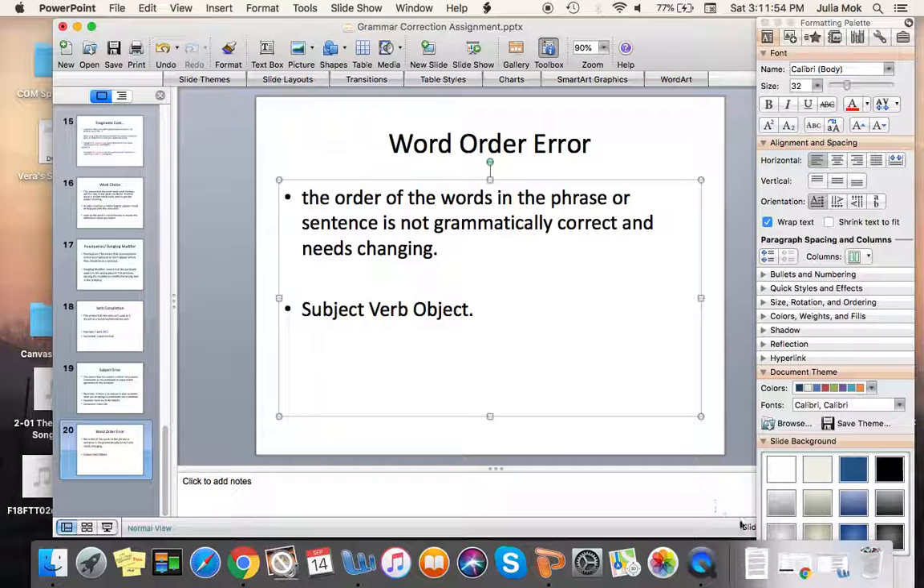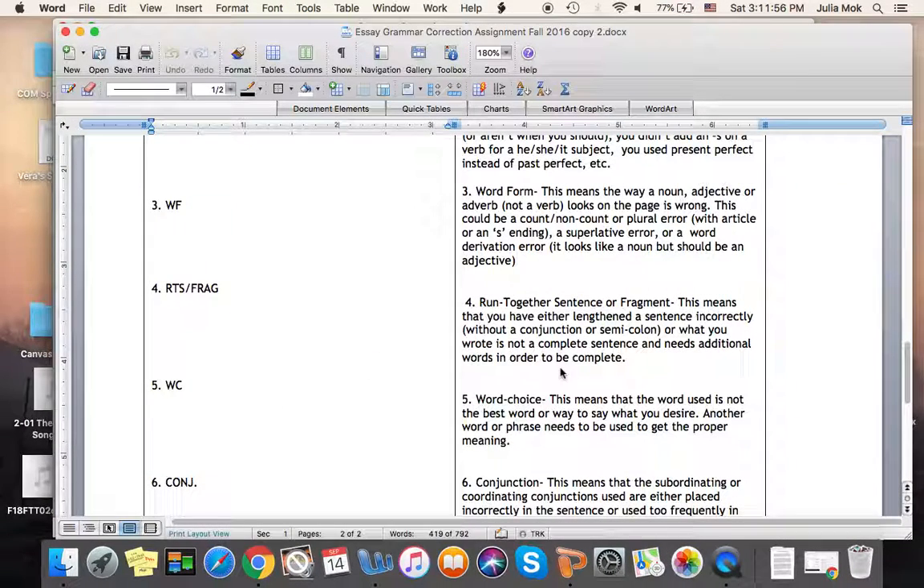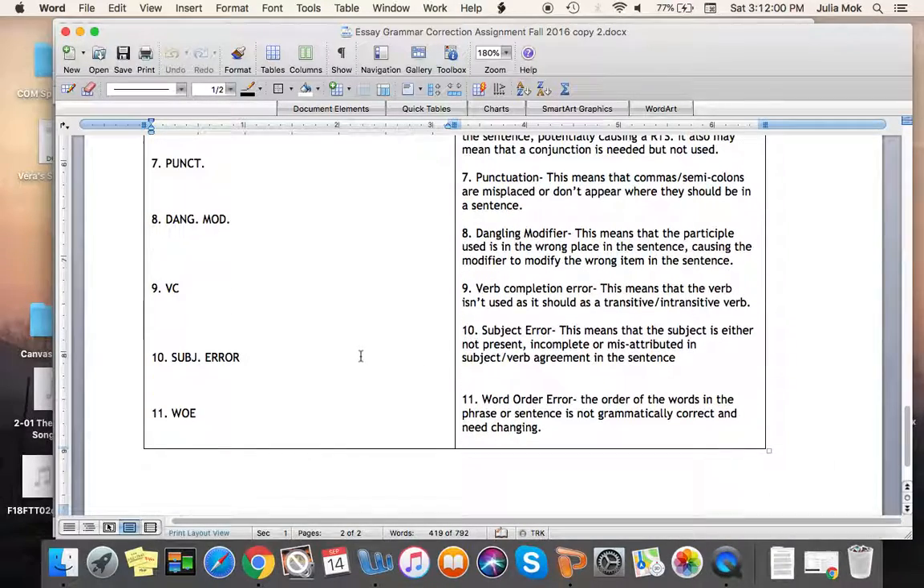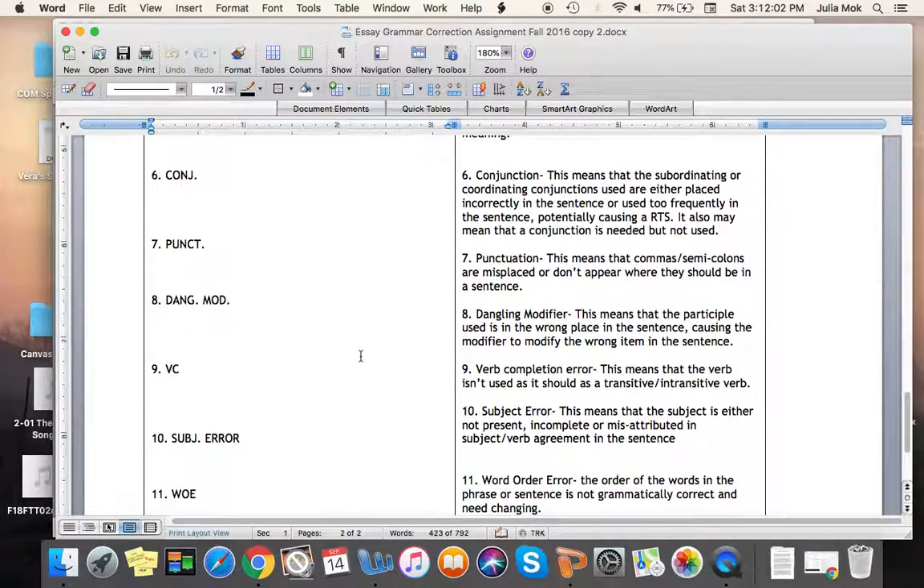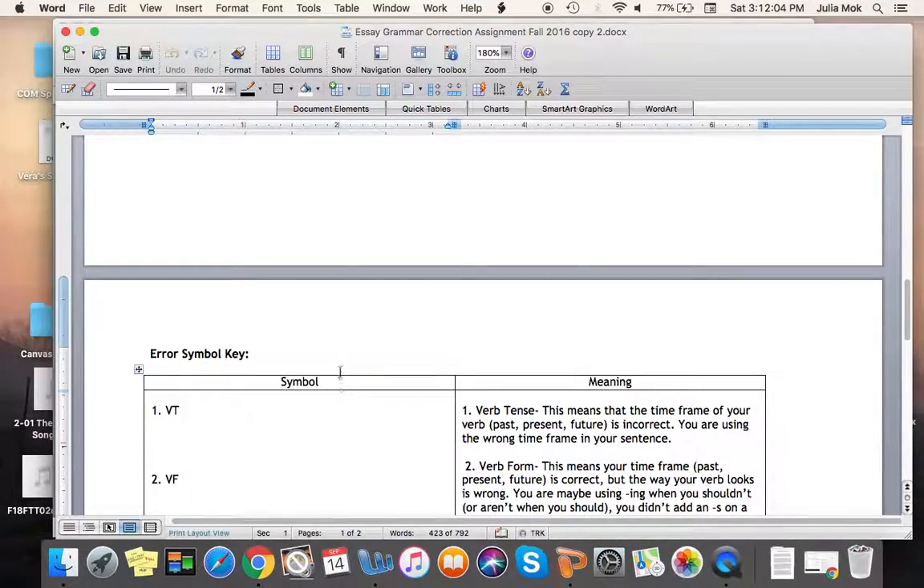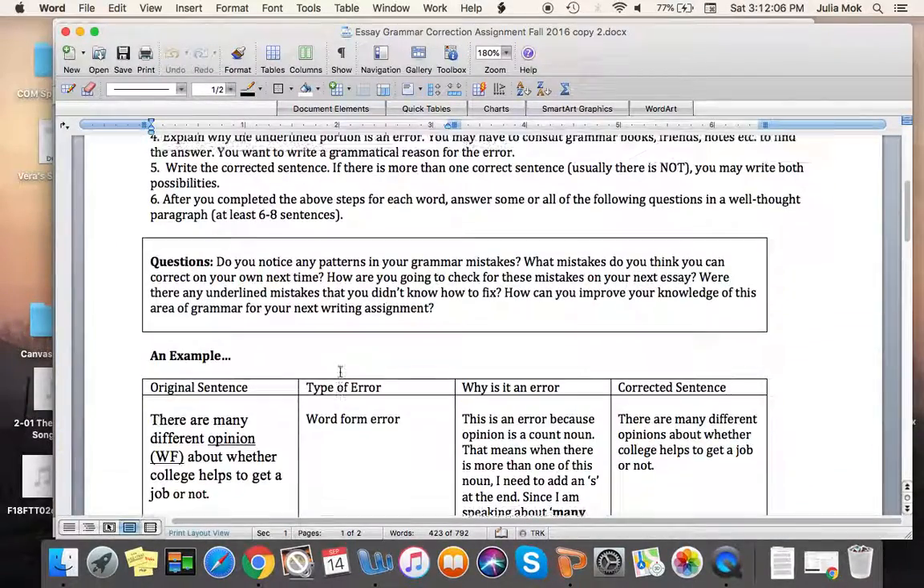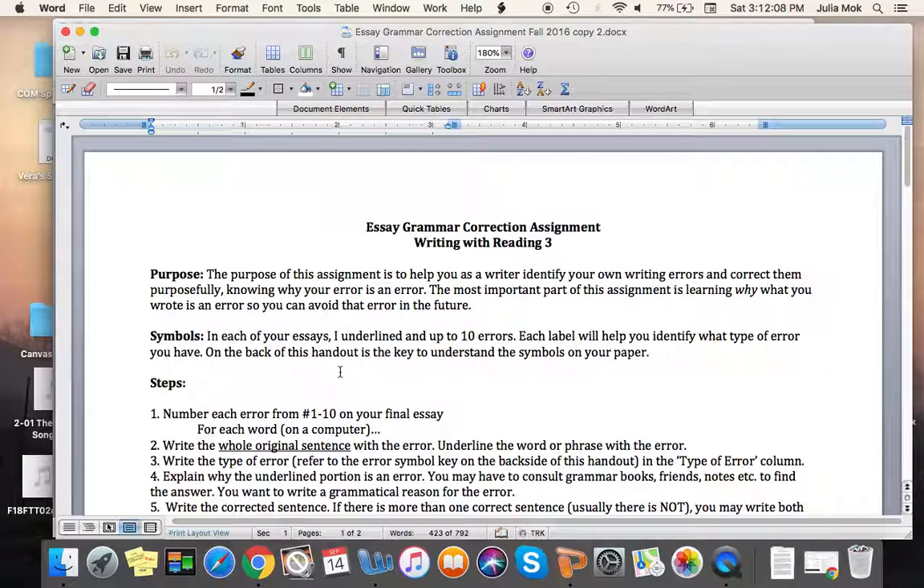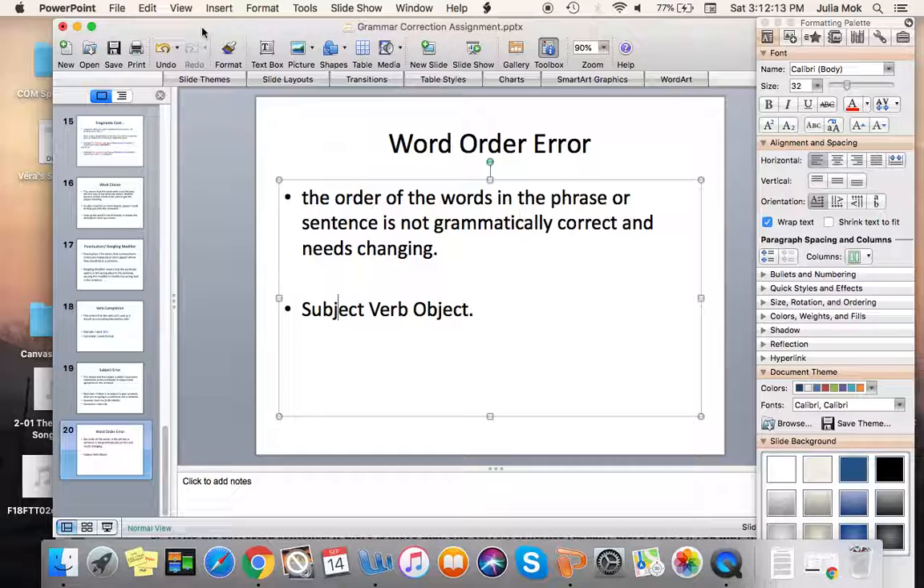So hopefully this was a good quick little review of what all of these symbols mean from your error correction sheet, and you got a little more clarity about this assignment for this session and for the sessions to come. If you still have any questions, which you might, remember to come see me before class or in my office hours, and I'm happy to talk grammar with you and to help you out.